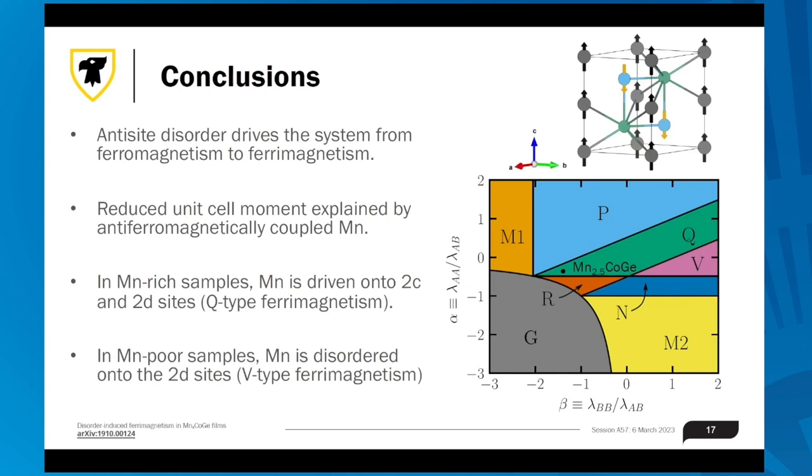So to conclude, we've shown that anti-site disorder will drive the system from ferromagnetism into ferrimagnetism. And we can explain the reduced unit cell moment by the fact that the disordered manganese will couple anti-ferromagnetically to the manganese on its original site. So this here is a phase diagram of the coupling parameters, which gives you different types of ferrimagnetism. So in the manganese-rich samples, we find that we have this Q-type ferrimagnetism that is uncompensated. This here is the location of one particular sample on that phase diagram. And in the manganese-poor samples, we have the disordered manganese giving a compensated V-type ferrimagnetism.